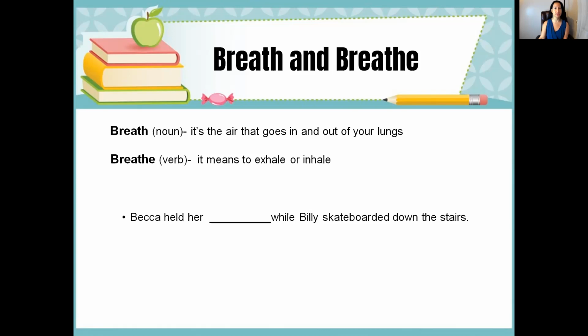Okay, let's look at the next sentence. Billy had to remind himself to breathe again, or breath again. I think you got that one. Remember, breath and breathe. Is the E at the end? It's a long E. Okay, breath. Becca held her breath. Billy had to remind himself to breathe again. You ever hold your breath? Okay, so remember, you have to breathe.